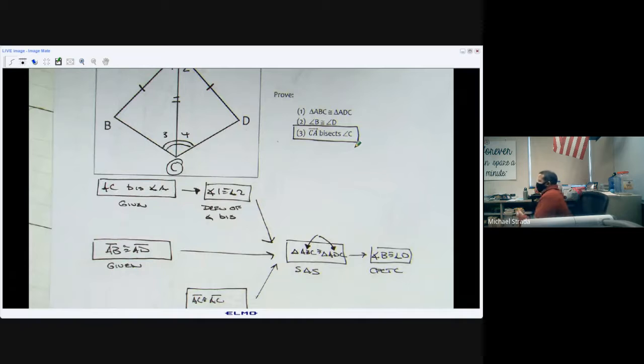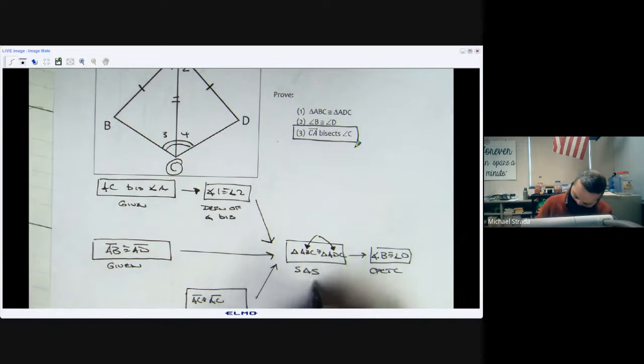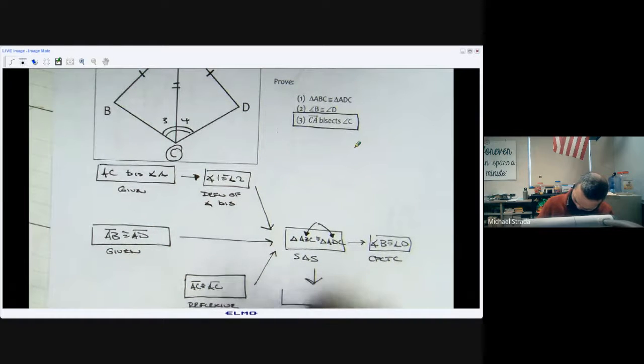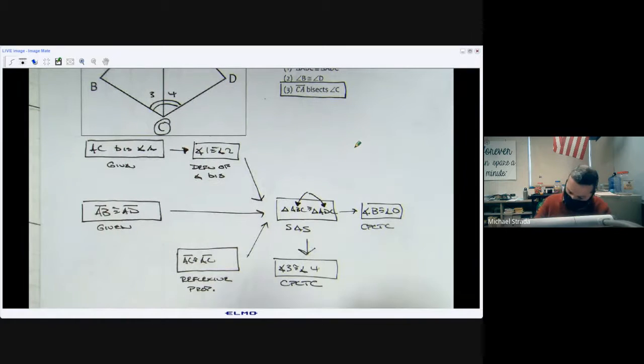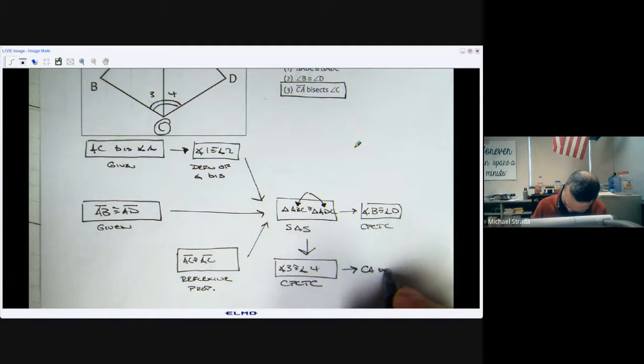Are you still stating 2 segments or angles are congruent? Yeah, so your reason, just like yesterday, is still going to be CPCTC. All right? So I'm going to say angle 3 is congruent to angle 4. CPCTC. Then you're just going to add a step. And that step is what you're being asked to prove. And that is CA bisects angle C. And most of the time, all that is definition of. In this case, angle bisector. And you're done.